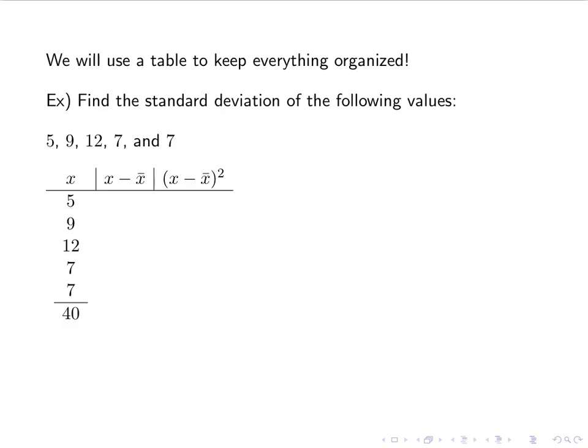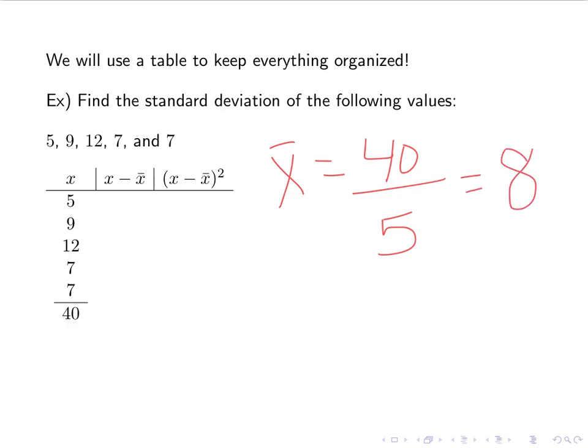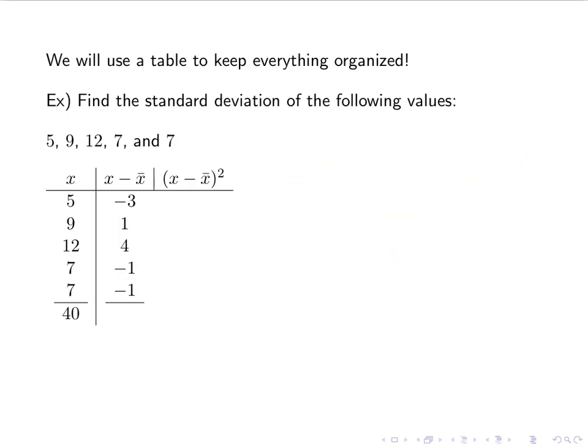Then we're going to use the formula for mean to find the mean. Remember that the mean is the sum of the values, which we just found, divided by the number of values. So x bar is 40 divided by 5, which is 8. Then we're going to take each value and subtract 8: 5 minus 8, 9 minus 8, 12 minus 8, and so forth. That gives us these values: -3, 1, 4, -1, -1.